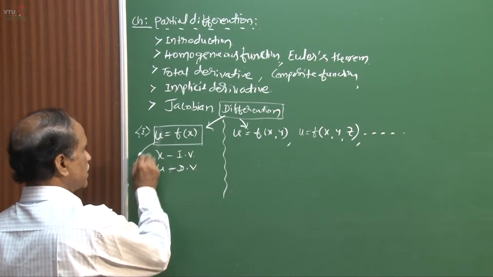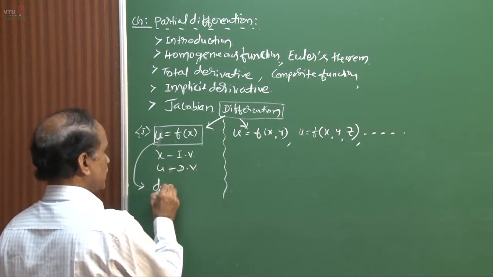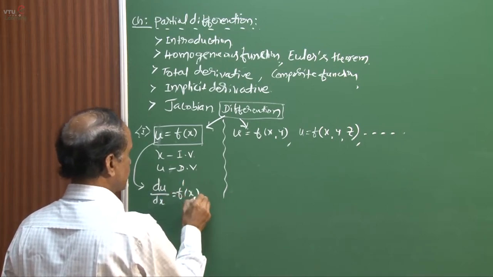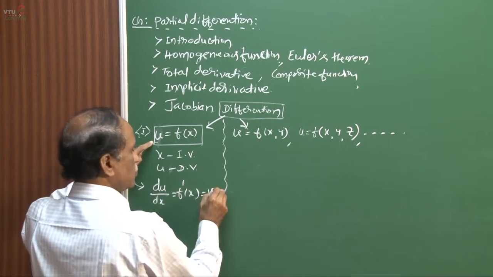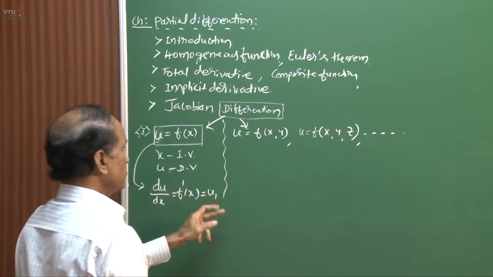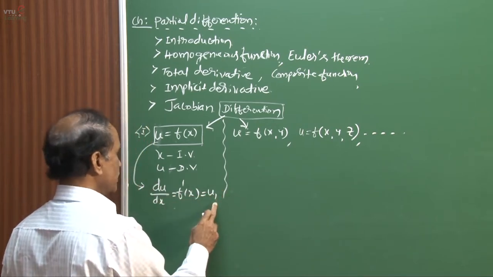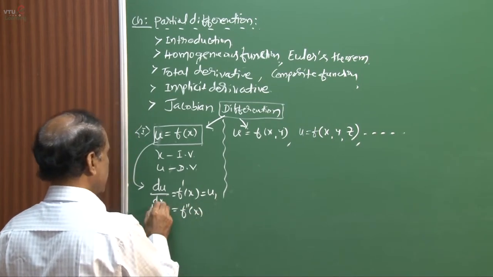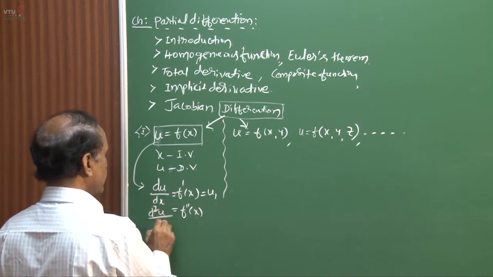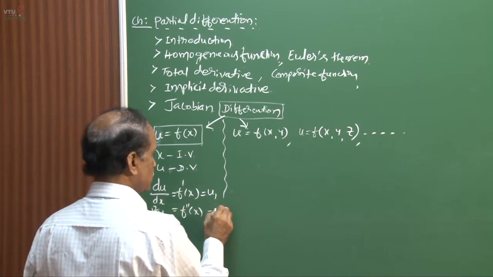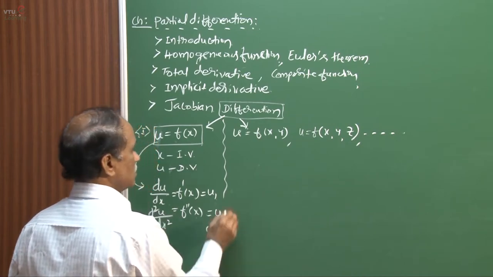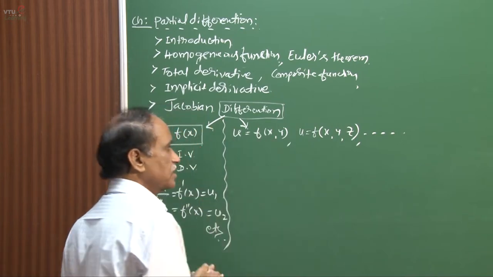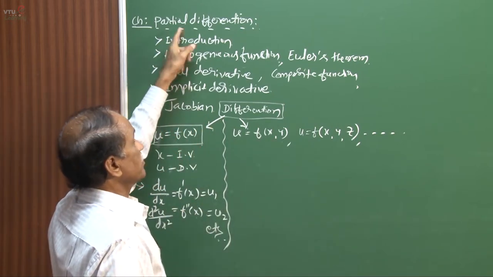This function gives the ordinary differentiation, like the symbol du by dx is equal to f dash of x, that is u1. We used to write y1, but here I am taking u. Similarly, f double dash of x, nothing but d square u by dx square, is equal to u2, and so on. This is for a function of a single independent variable. Now, this is the partial derivative. What is the meaning of this partial differentiation?